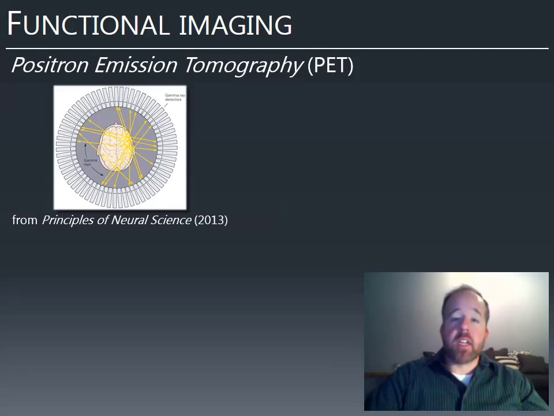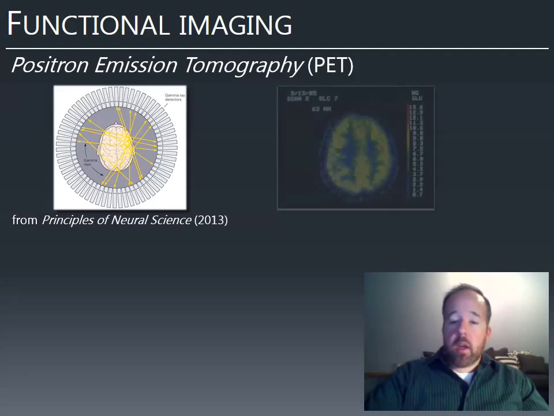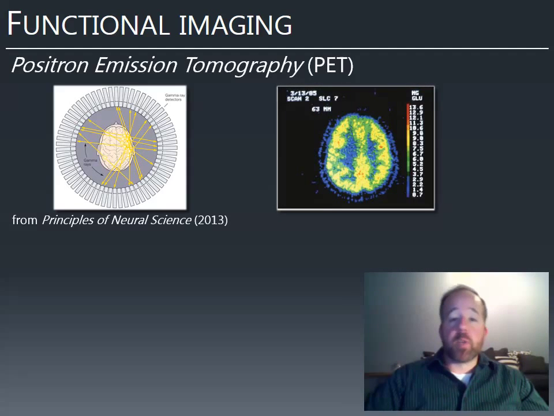What that radioactivity does is it shoots off these little subatomic particles called positrons, and then you're in this large circular machine, not dissimilar from an MRI machine, but this machine detects those positrons. And so you end up with a picture of which parts of the brain are active.